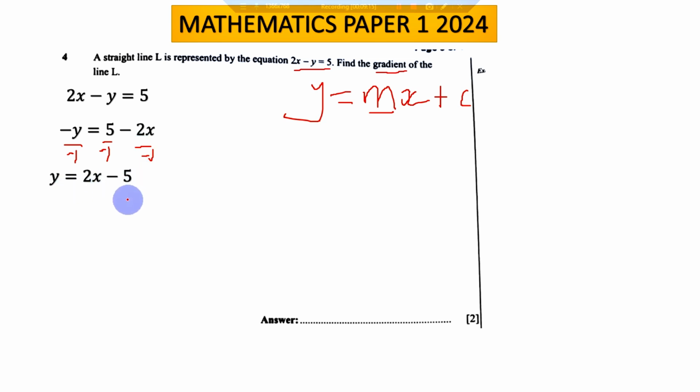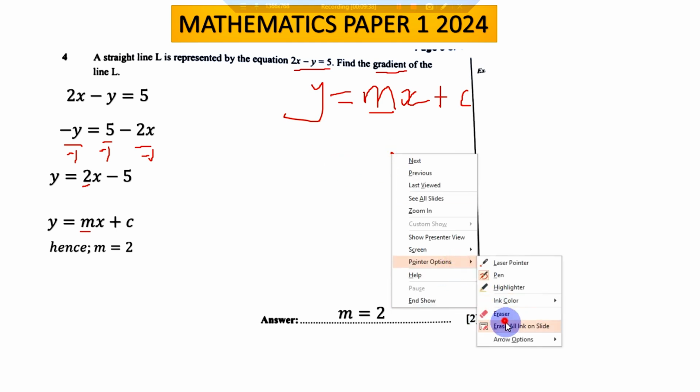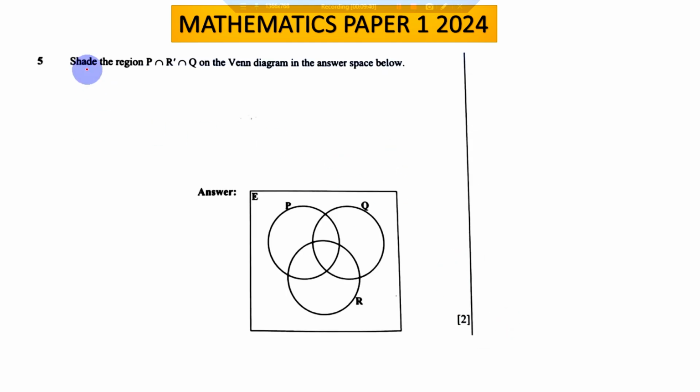From here, now I can introduce my general equation: y equals mx plus c. So the gradient is the coefficient of x. What is the coefficient of x there? It's a 2. So m is equal to 2. So the gradient there is 2. We proceed to question 5.